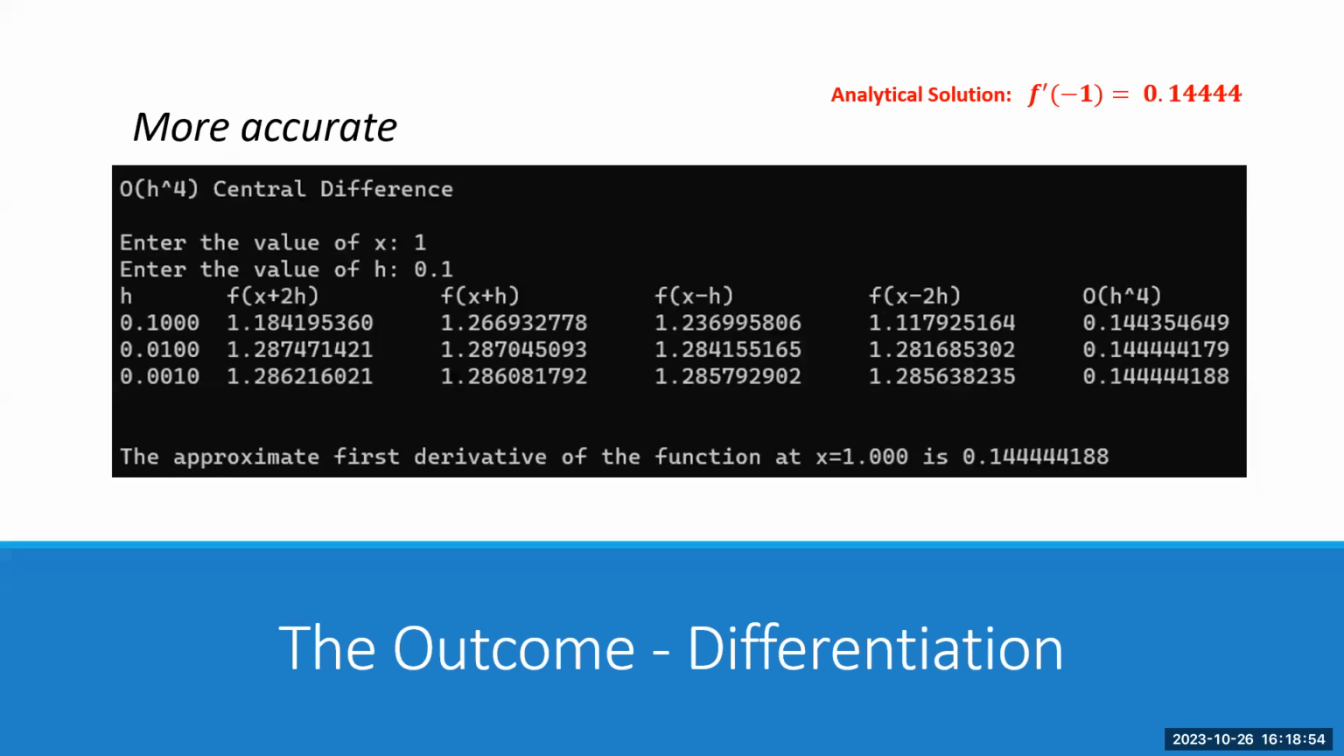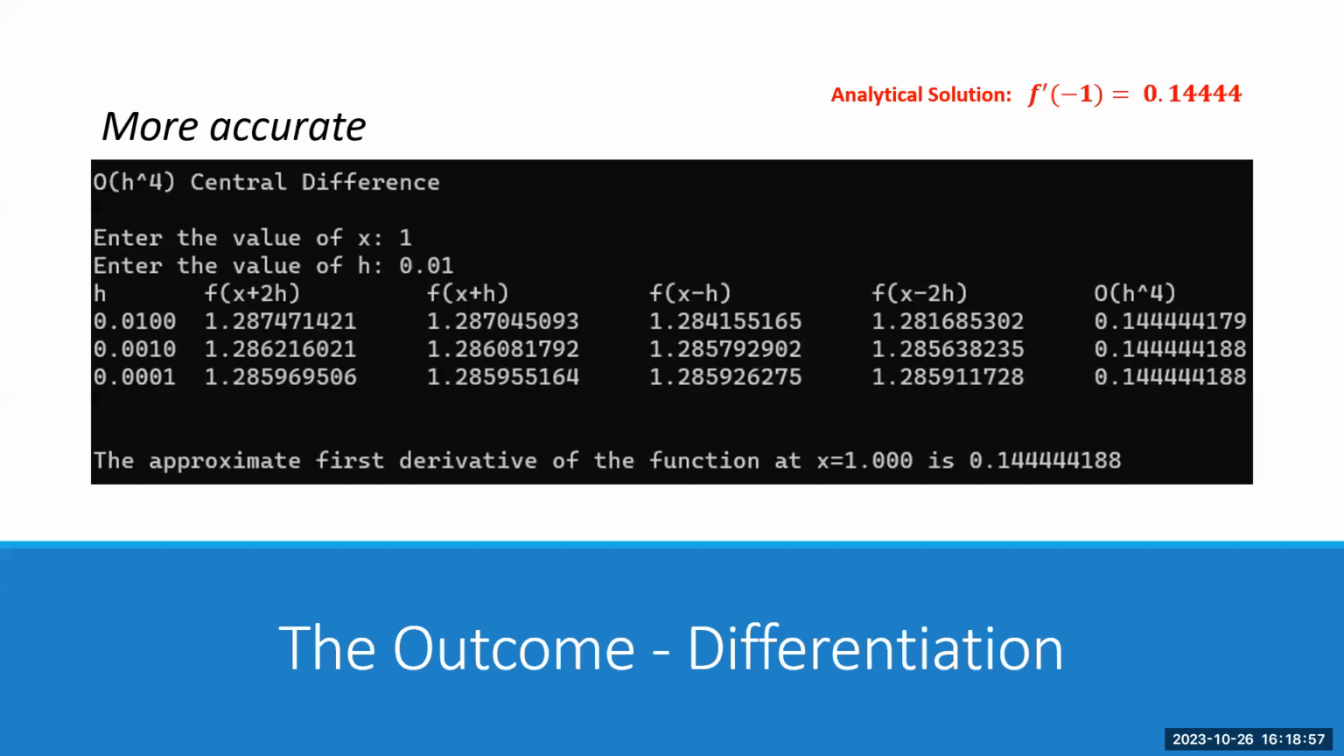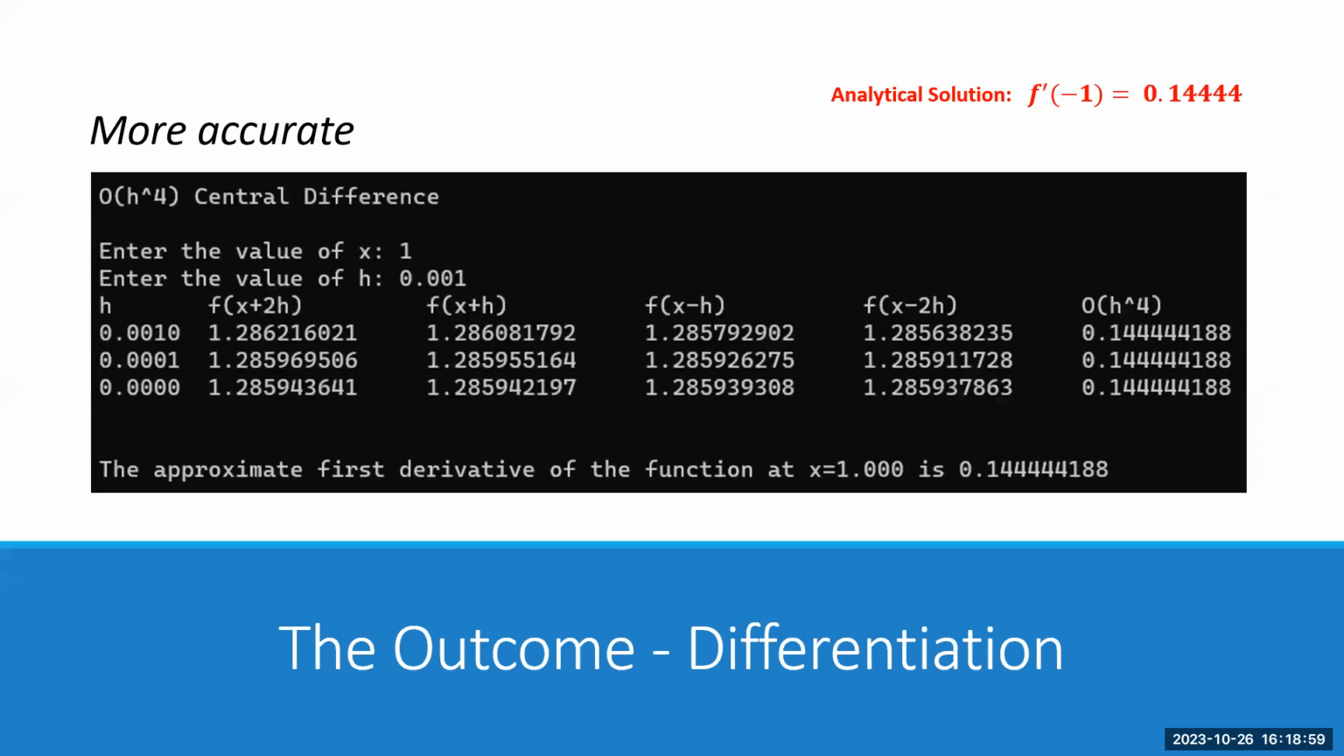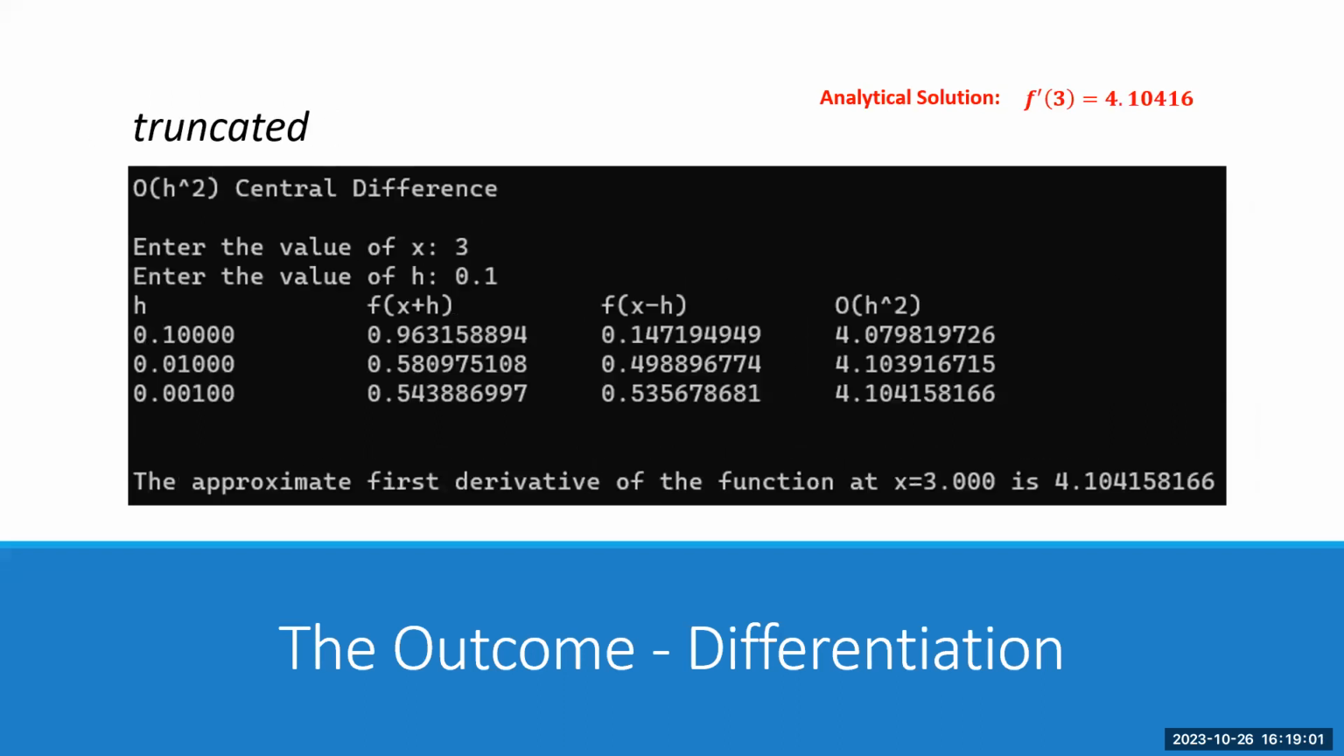And for the other x value, x equals 3, the result is 4.104158166. So our approximation is pretty close to our analytical solution at 5 decimal places.